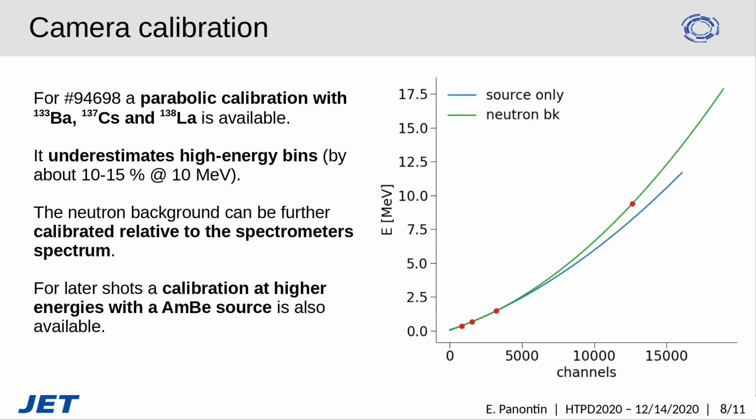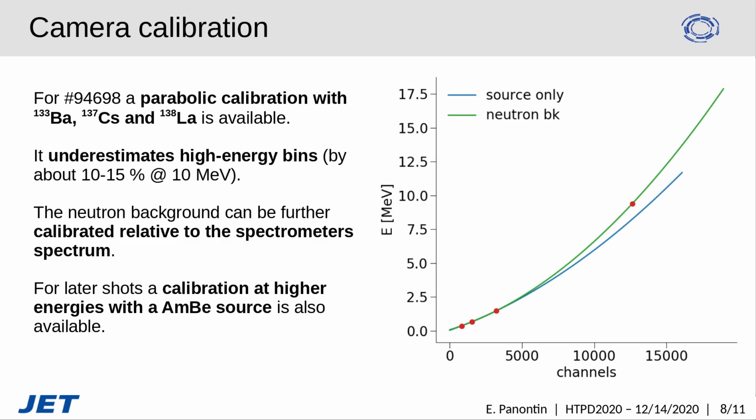So, the data of the gamma camera has been calibrated with a parabolic calibration. For the shot under consideration, a calibration based on the intrinsic radiation and an external source of cesium and barium has been performed. This calibration underestimates high energy gammas, so a correction has been made by calibrating also the shoulder of the neutron background. However, for later shots, there is available a calibration at higher energies based on a source of americium beryllium.